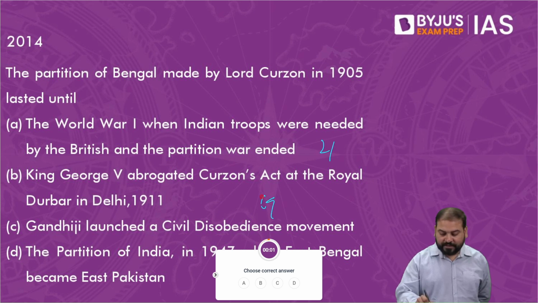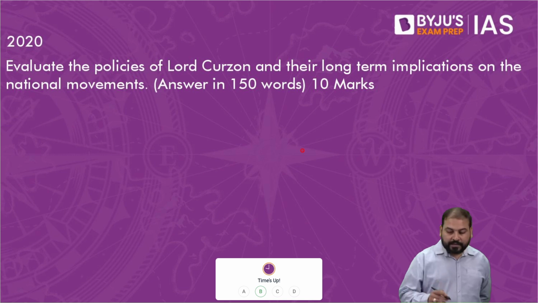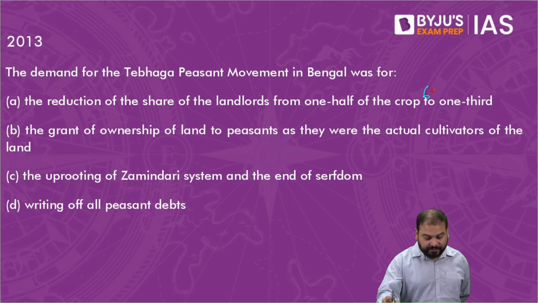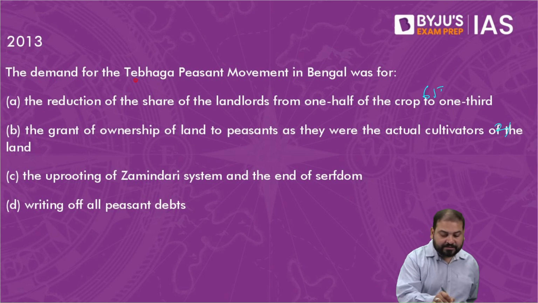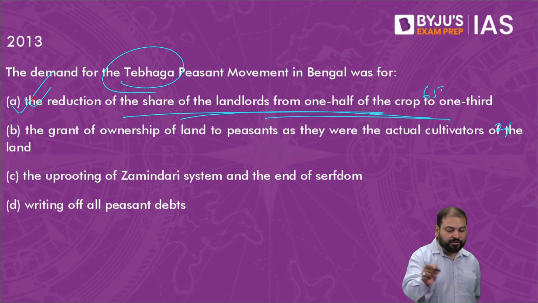69% have given the correct answer. Delhi Darbar, it got cancelled. Guys, leave this. We will not be able to do it right now. Tebhaga have given the correct answer. Everyone, Tebhaga, teen bhag, share from 1/2 to 1/3. Look at the word. You will get the correct answer.